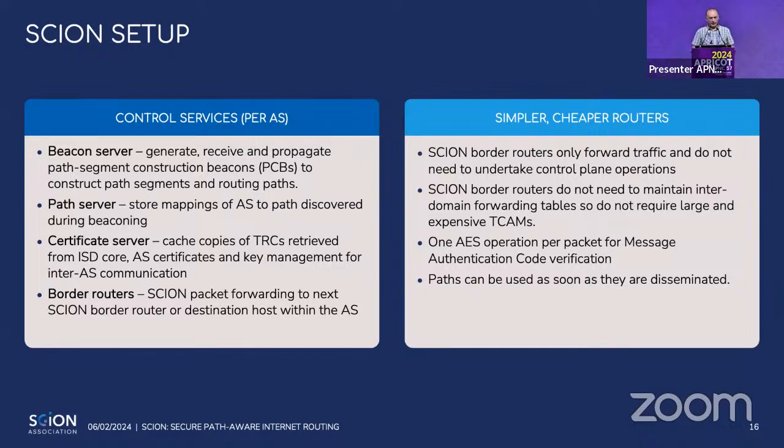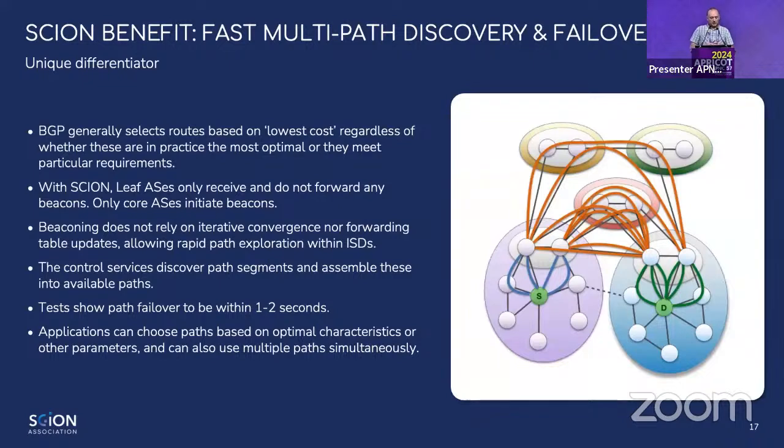And then you've got the border routers that I've already mentioned. Again, in principle, these can be simpler than your average internet router. So a lot of these are using standard PCs. So perhaps one of the benefits here is that BGP will generally select routes based on, in inverted commas, lowest cost, regardless of whether these in practice are the most optimal, or whether these paths are meeting particular requirements.